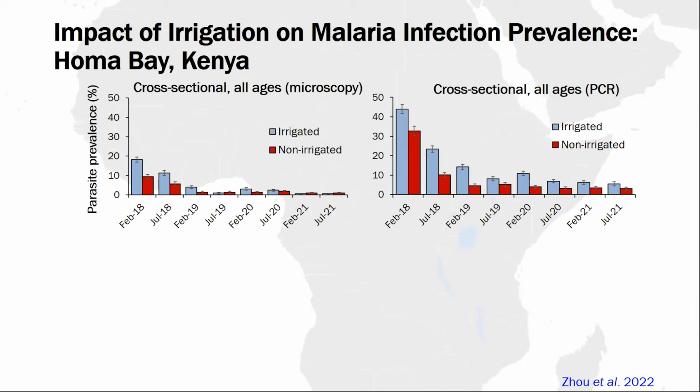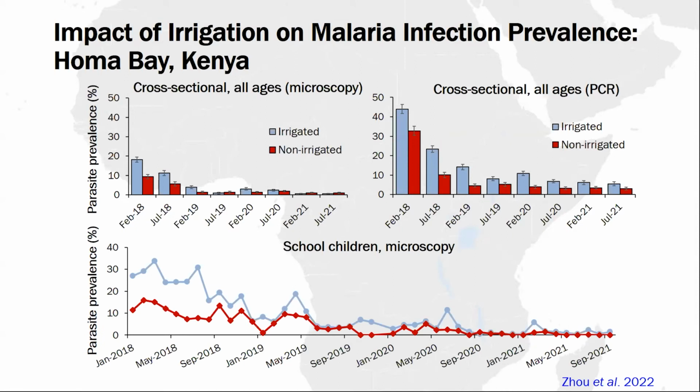We observed a gradual reduction in malaria prevalence over the 4-year study period. This gradual reduction resulted from the indoor residual spray program introduced in 2018. Similar results were found in an independent school children cohort that generally has the highest infection risk. Again, we observed gradual and remarkable reduction in malaria prevalence among school children from 2018 to 2021.